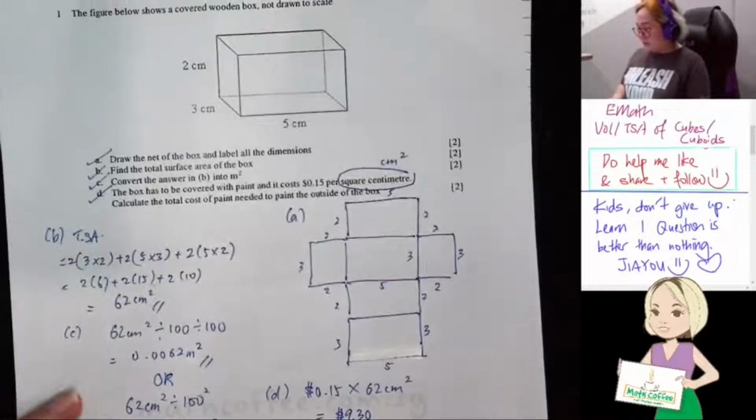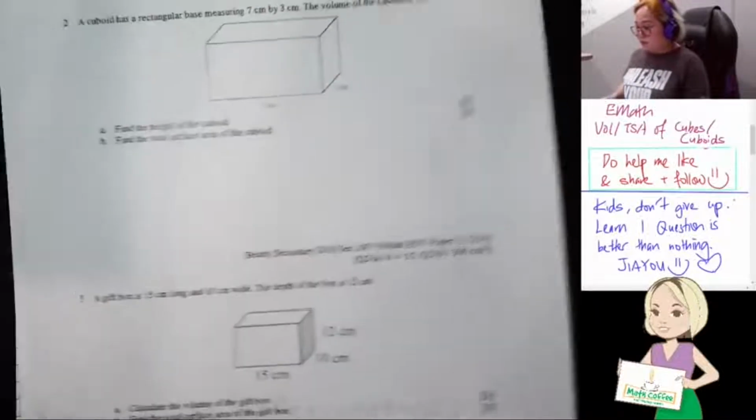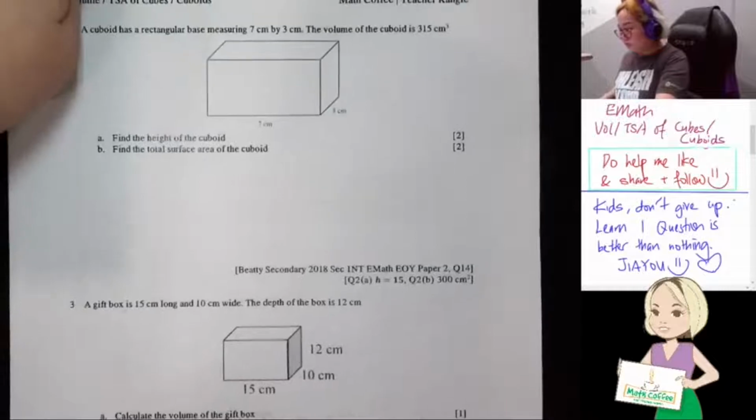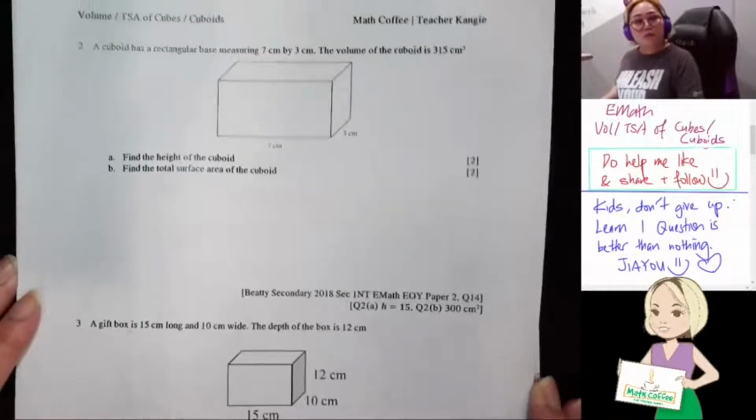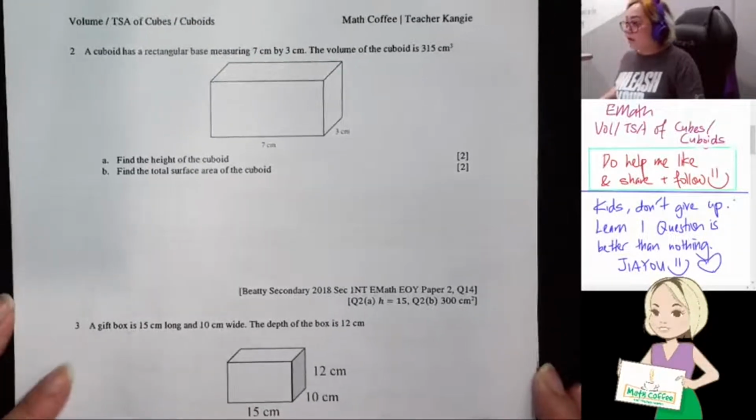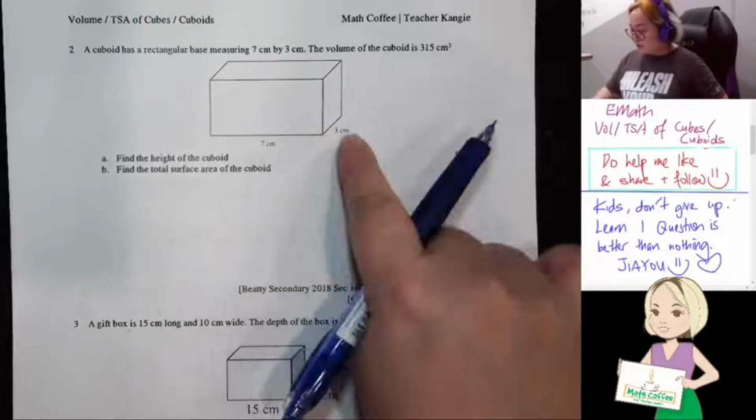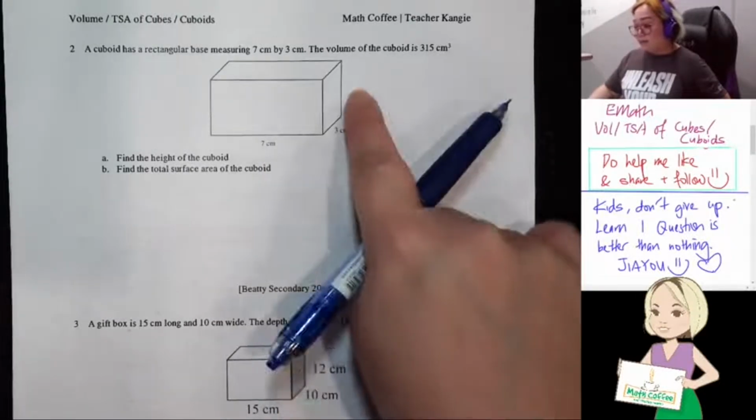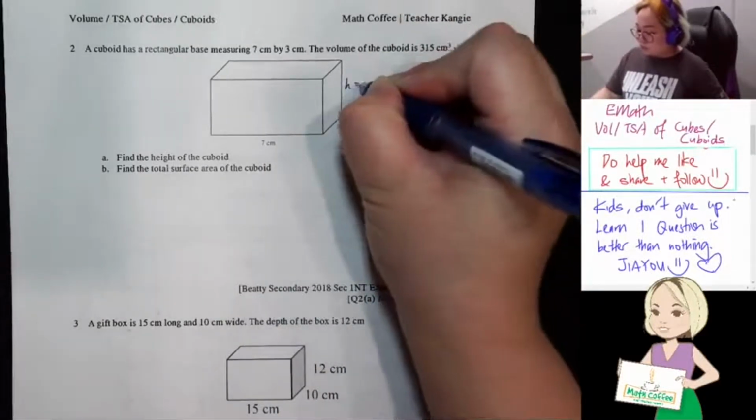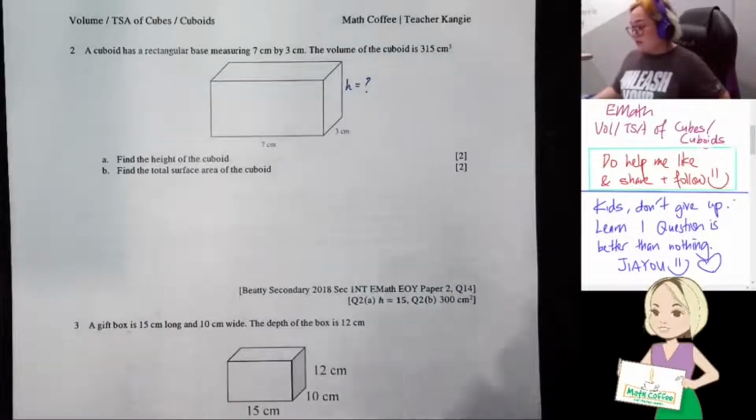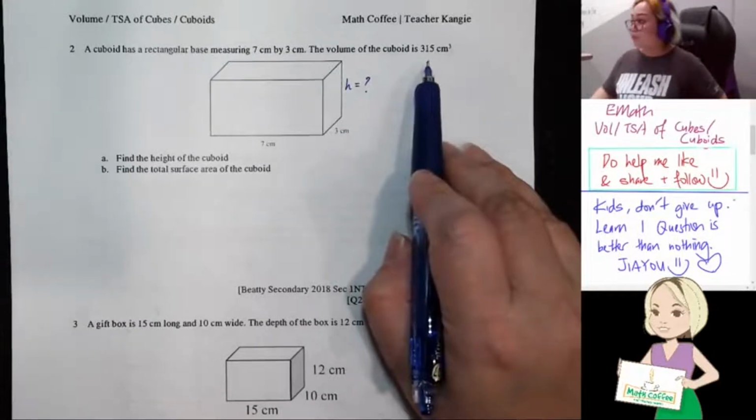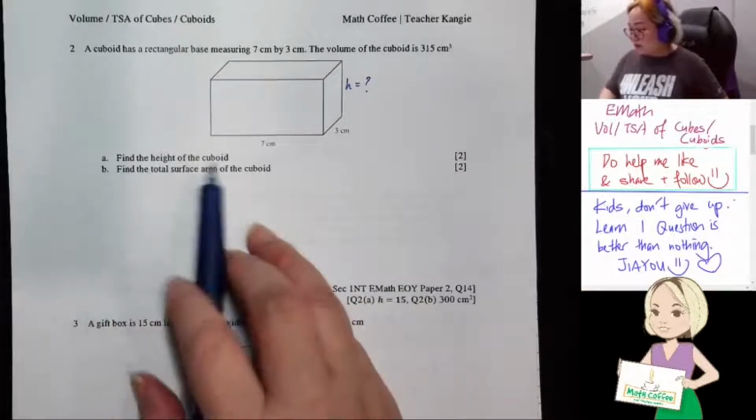Okay? Let's take a look at question number 2. So over here, a cuboid has a rectangular base measuring 7 cm by 3 cm. Now, they did not give me my height. My height is unknown, question mark. But this time around, they give me my volume. So how am I going to find the height of the cuboid?